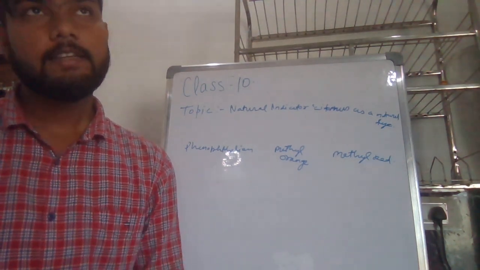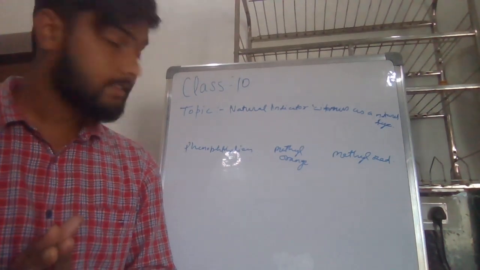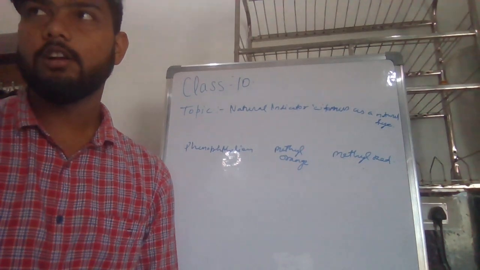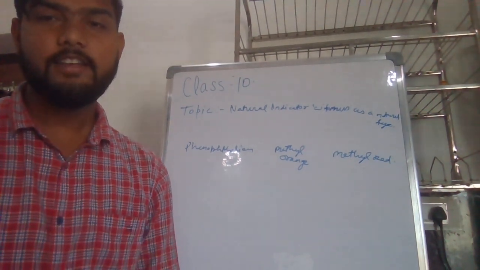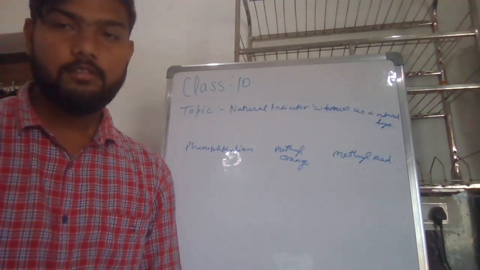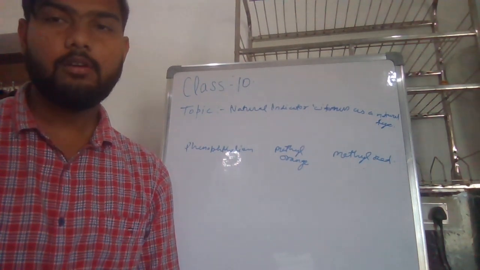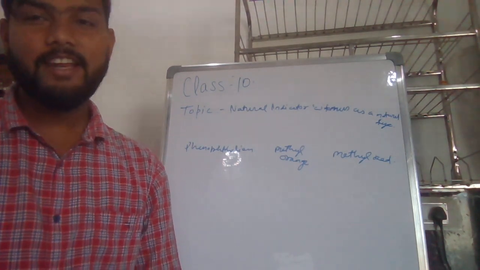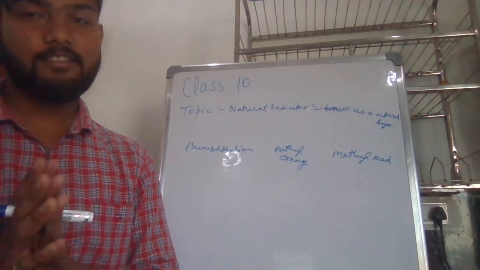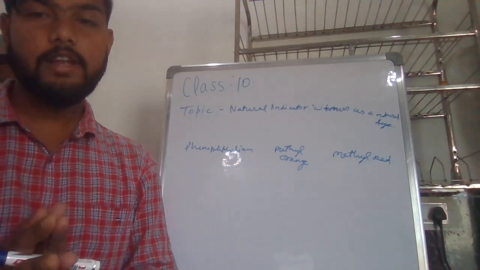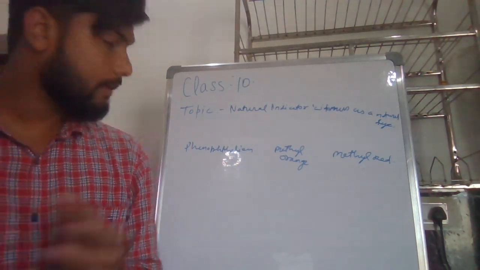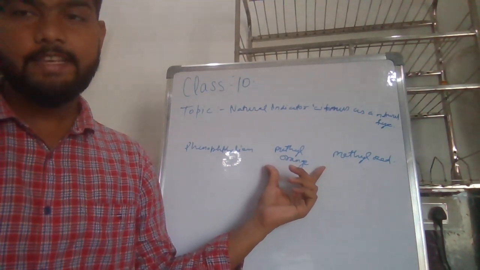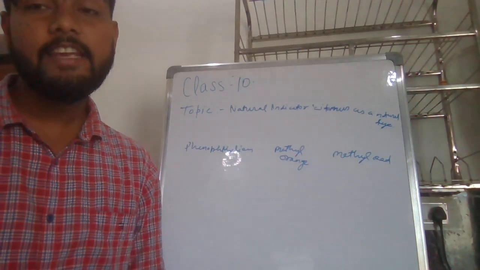So let's define synthetic indicator in your own words. We will explain the synthetic method. Indicators that are synthesized in the laboratory are known as synthetic indicators. For example, we have seen phenolphthalein and methyl orange. These come under the examples of synthetic indicators.